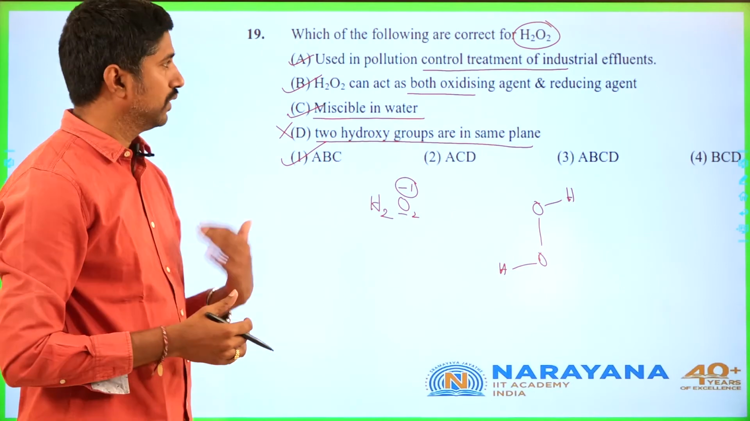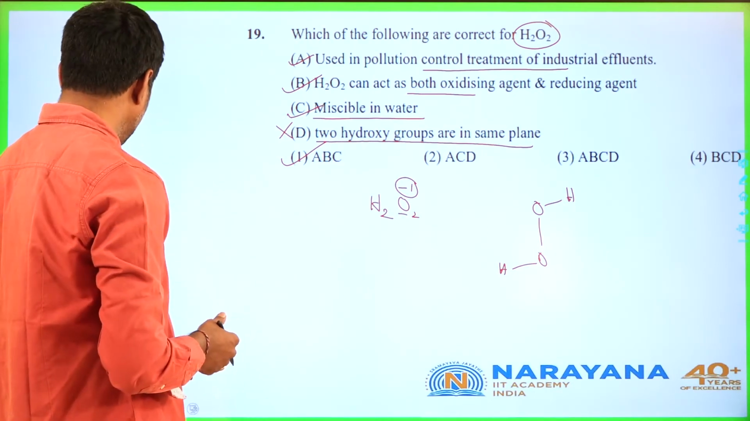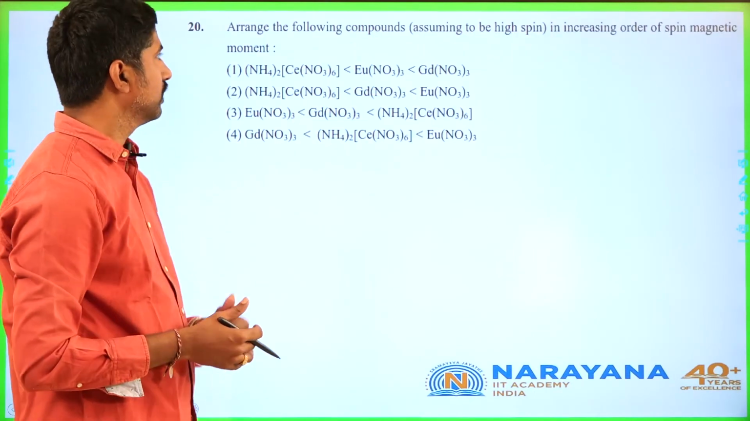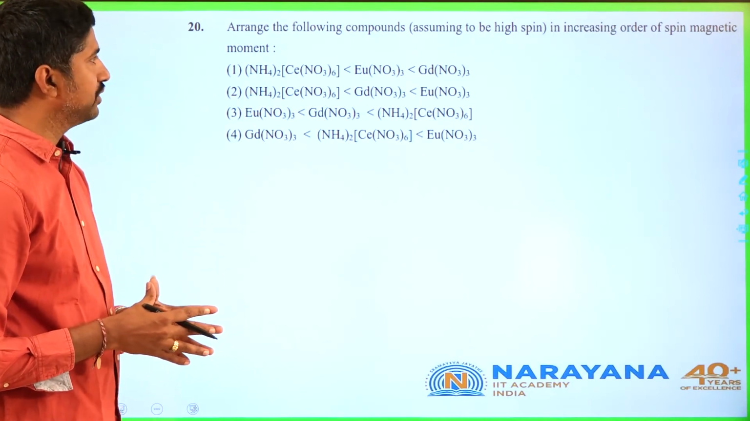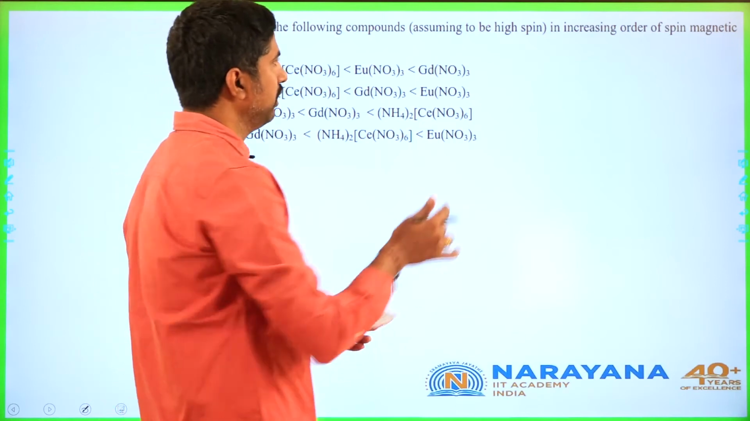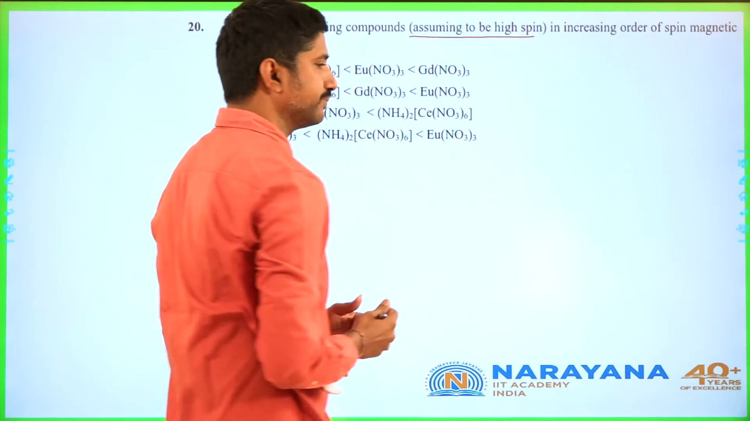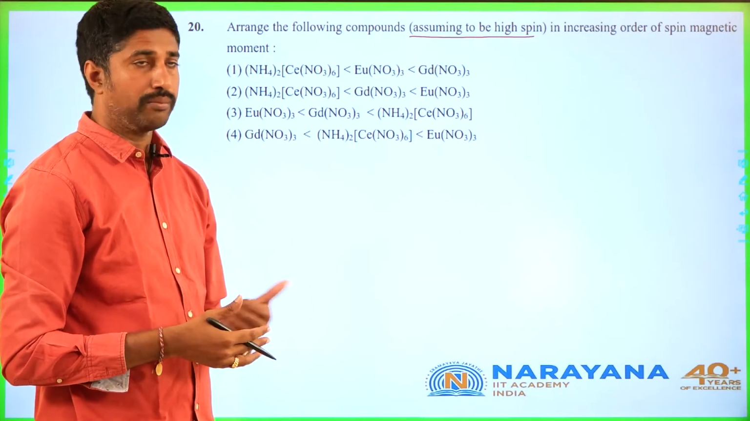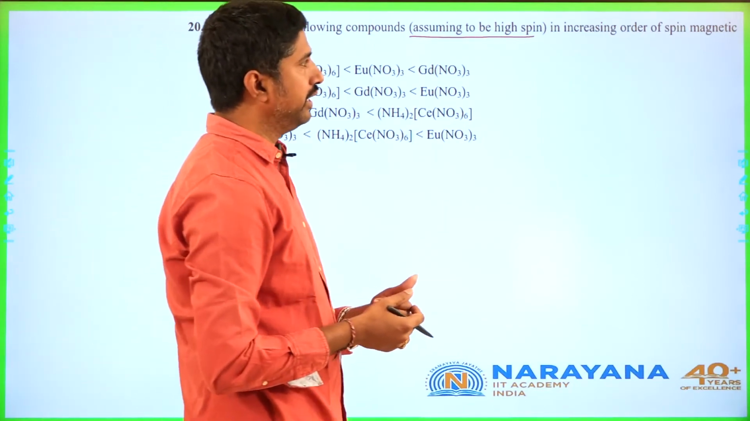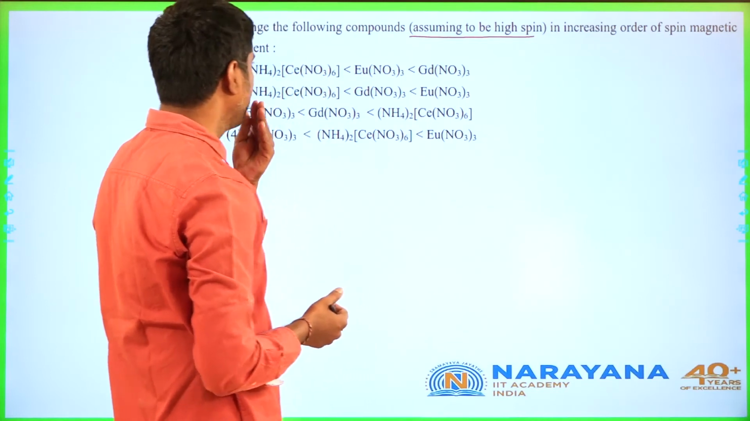Okay. Next, let's see the next question given here. Arrange the following compounds, assuming them to be high spin, which means no abnormal pairing is considered, in increasing order of spin moment.